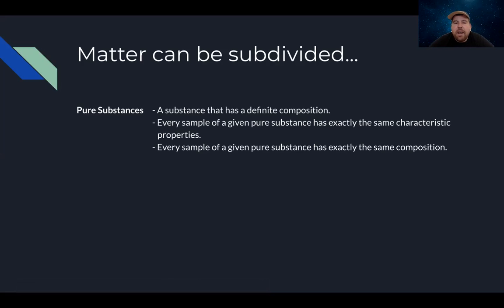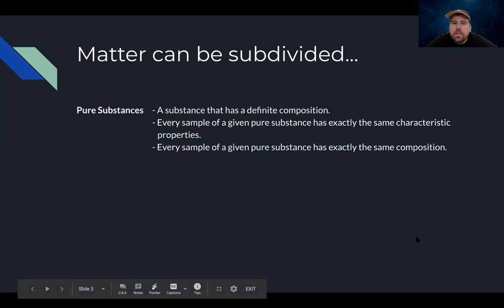It also means that every given sample of a pure substance has the same characteristics and properties. So basically, 1 cup of water would be the same as a different cup of water in relation to its melting point, boiling point, chemical properties, physical properties, et cetera.